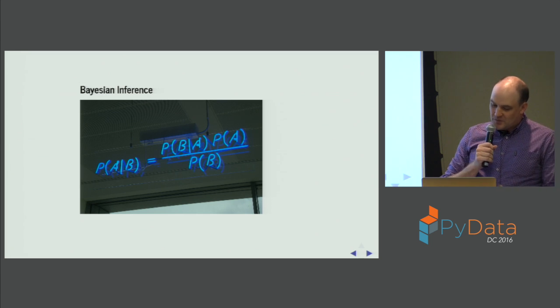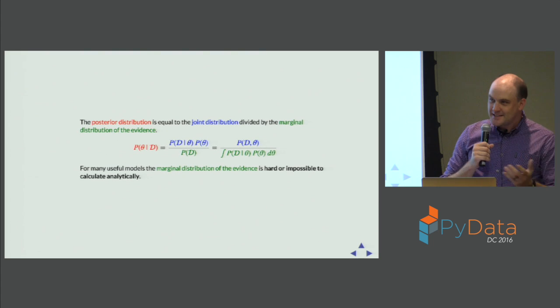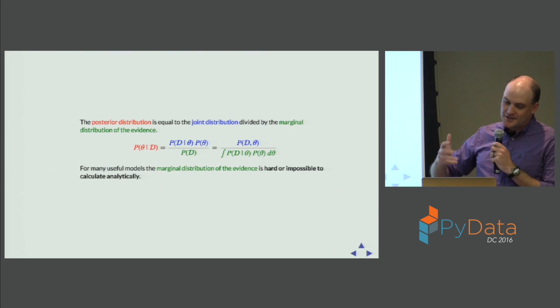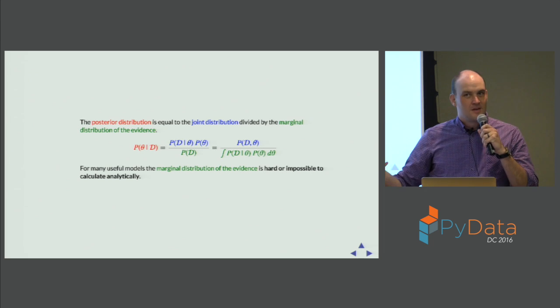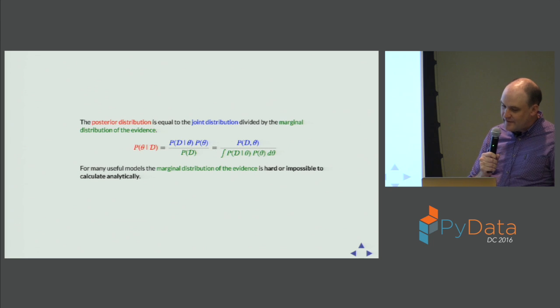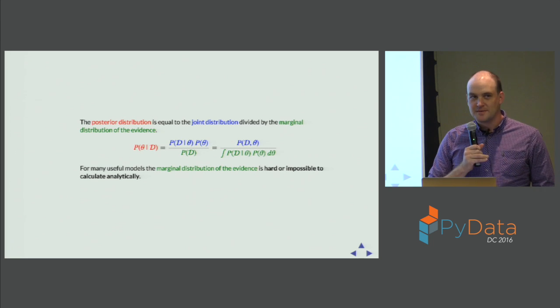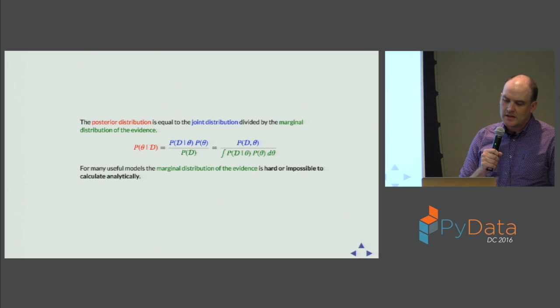Right, and so what does this actually mean? Well, the posterior distribution in Bayesian inference is the joint distribution divided by the marginal distribution of the evidence. Hopefully, we're all at least vaguely familiar with this. Not too many formulas in my talk, I promise. We're going to get to the Python pretty quickly.